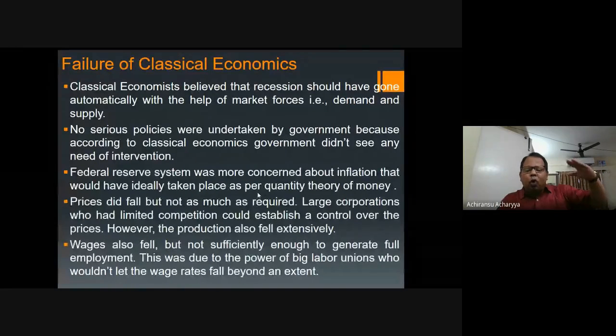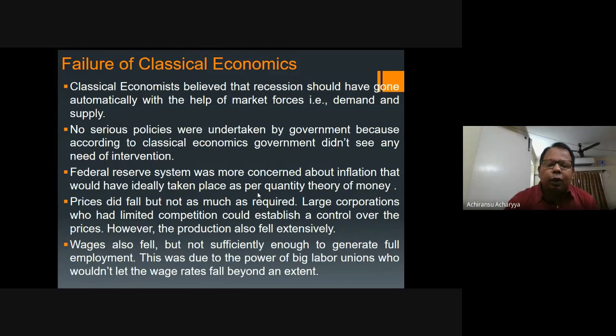Once prices go up, they generally don't come down. And once wages go up, wages generally do not come down. So the classical theory completely failed here, as labor unions could keep wages as they were, even in a recession. That was a big failure of the classical theory.